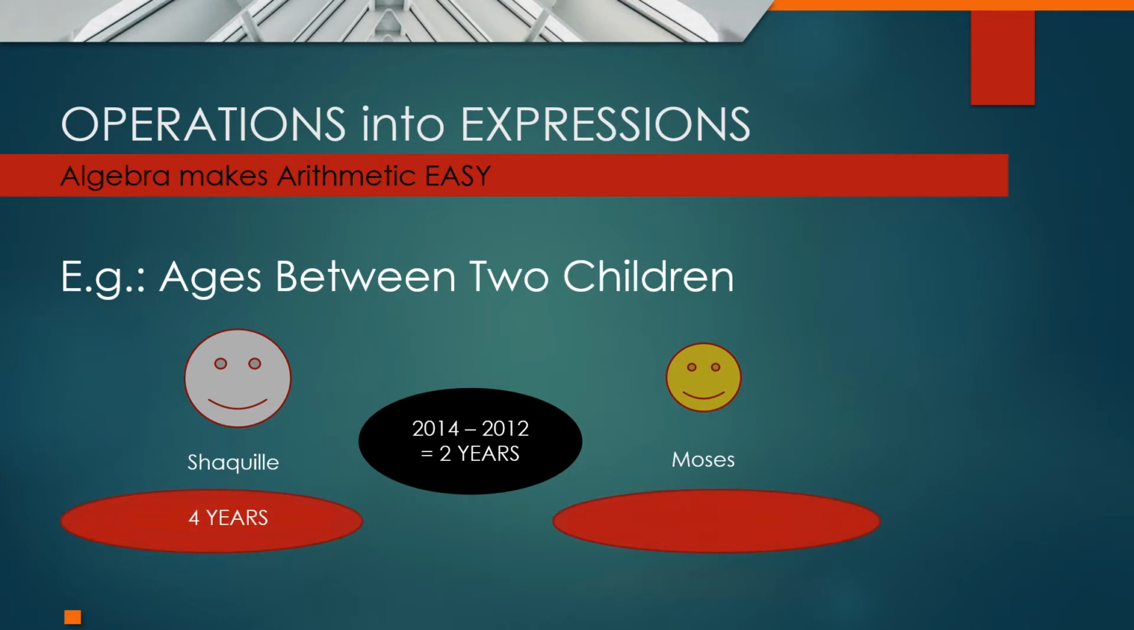4 minus 2, which is 2 years of age. And when Shaquille is 5 years old, then Moses will be 5 minus 2, which is 3 years old. And on his 6th birthday, Shaquille will turn, obviously, 6 years, whereupon Moses will be 6 minus 2, which is 4 years old. Now let's put these numbers in a table and examine them more closely.